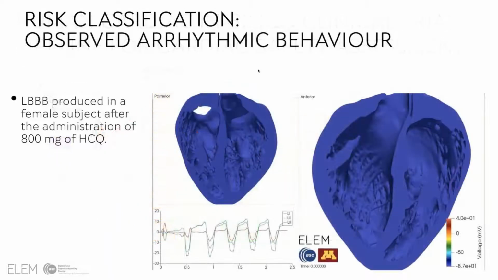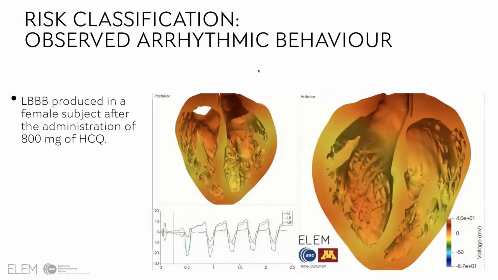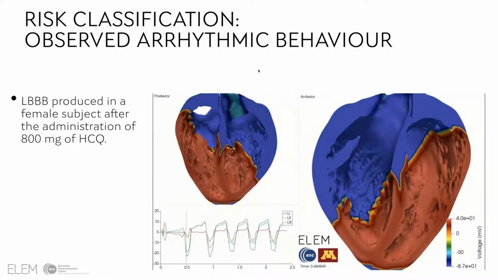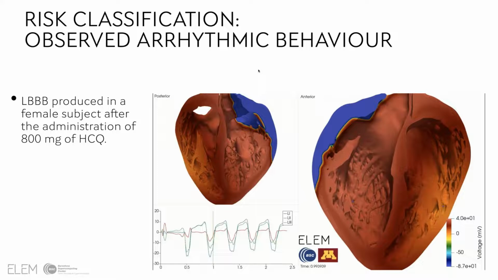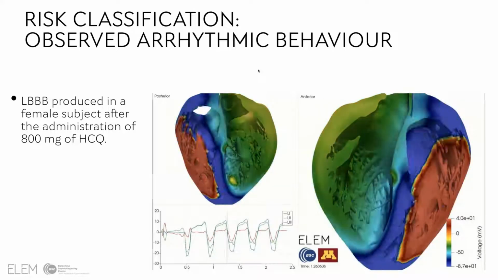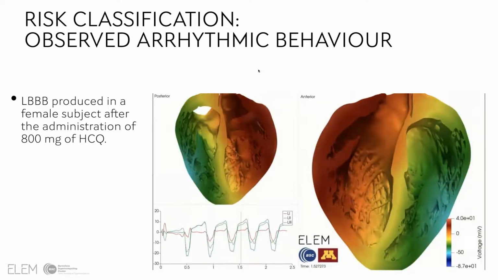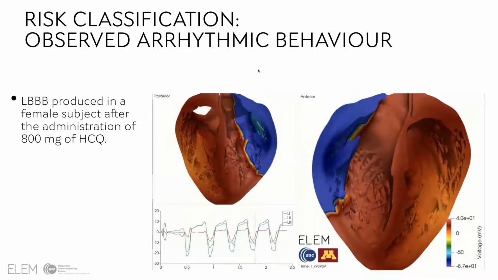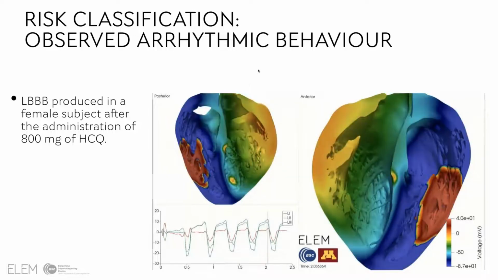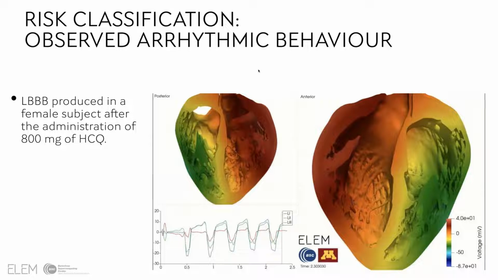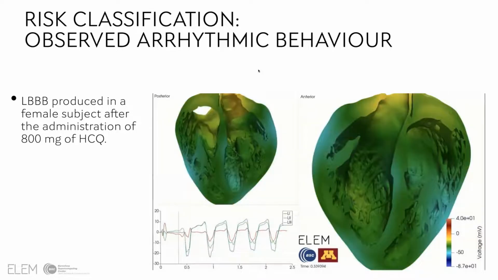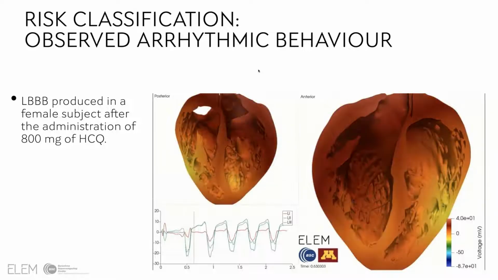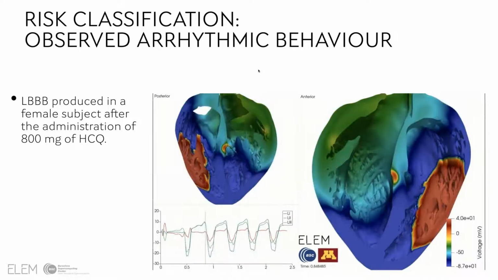We see these sorts of things. This is an arrhythmia that is produced. These arrhythmias are a kind of turbulent behavior of the electrical activation. This arrhythmia is produced by the administration of one of these drugs, hydroxychloroquine, which produces this very weird behavior. These can be very dangerous arrhythmias. And what we are doing is studying this again, this population.